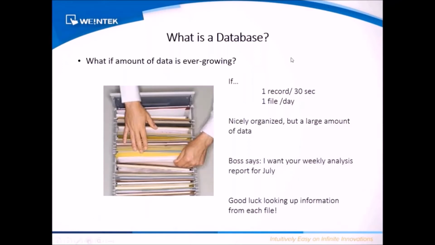This is what will happen when you have one record every 30 seconds and one file per day. Later, maybe next year, when you look back for the records from this year, you're going to have a headache: how can I find the specific data that I want in the file folder? There are just too many files, and if I want to make an average of them or find a maximum value, it's going to be very hard to go through every file.